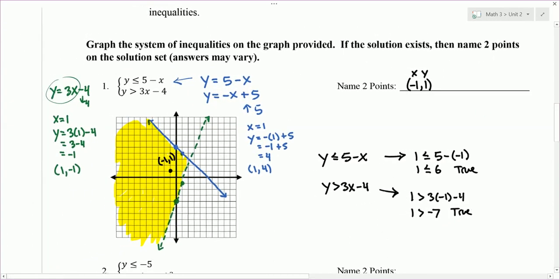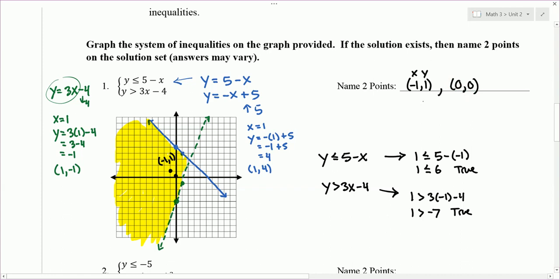So if you could try this out, but all these points that I highlighted in yellow are all solutions. And we want to pick 2 points. We got one of them. Pick another easy one, 0, 0.